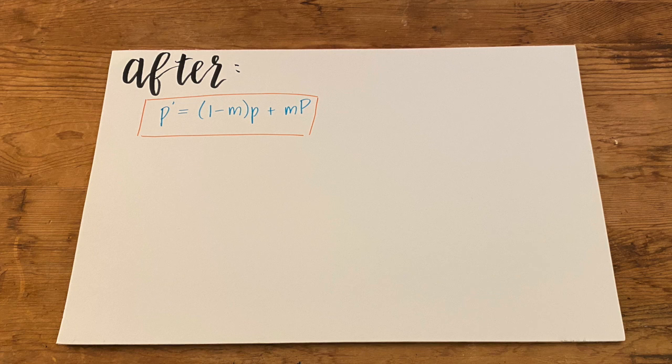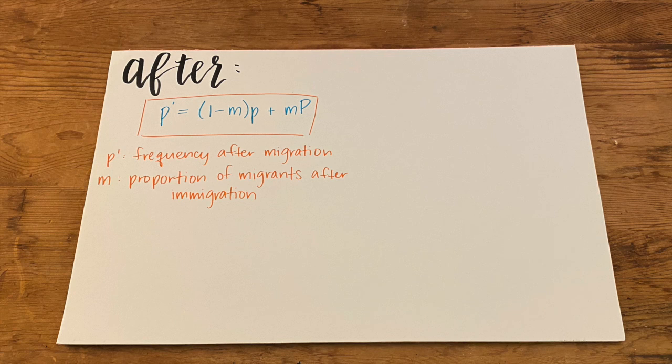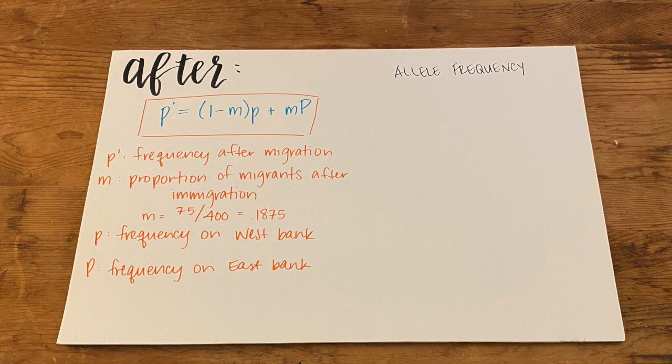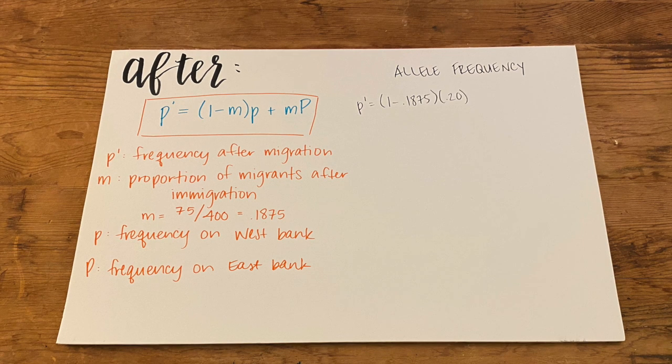We'll use this equation to find the genotype and allele frequencies of the west bank population after 75 lizards have migrated from the east bank. In this equation, n is equal to the proportion of migrants after immigration, which in this case is 0.1875. Small p equals the initial frequency on the west bank before migration, and big P is the frequency on the east bank. So our allele frequency for big R would be found like this.